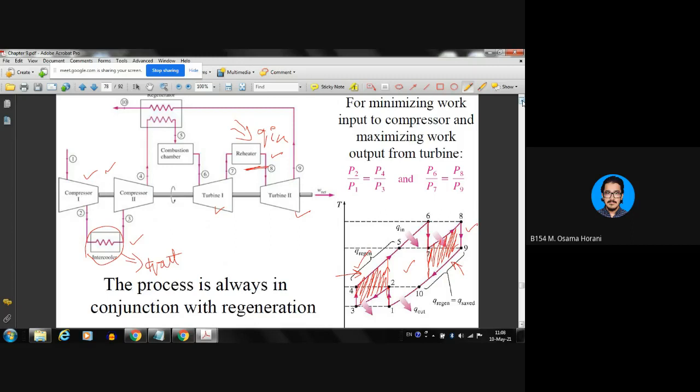Okay. Now one important thing is that we have the overall pressure ratio. The overall pressure ratio would always be the highest pressure divided by the lowest pressure in the cycle. But we have multiple compressors and multiple turbines here, so there should be an individual pressure ratio for each compressor and an individual pressure ratio for each turbine as well. Now, how to determine that? First of all, let's talk about the compression part.